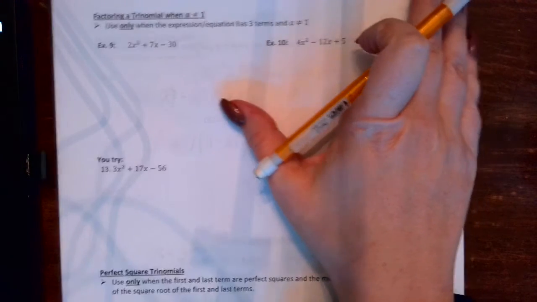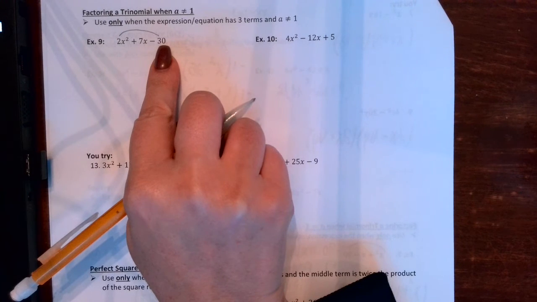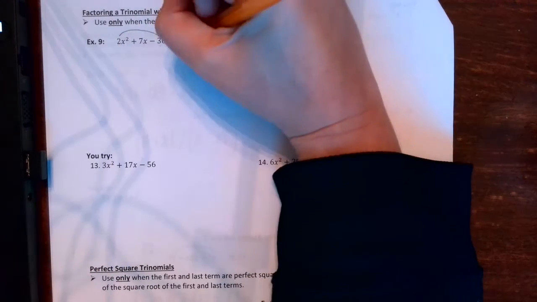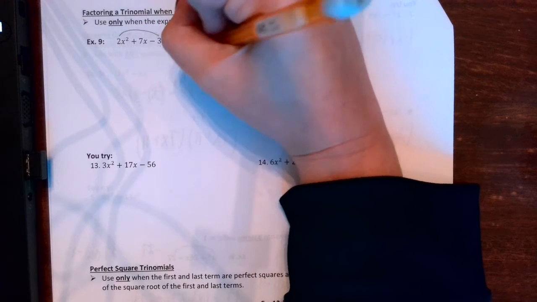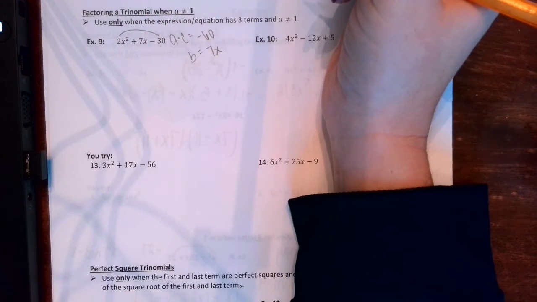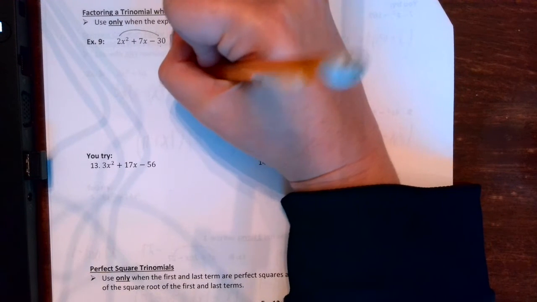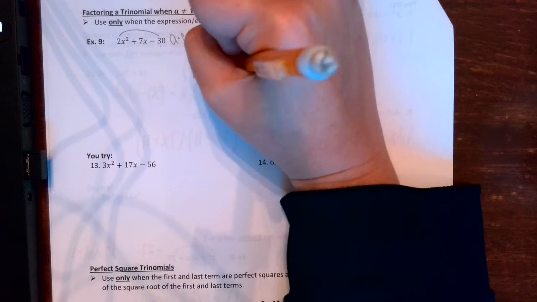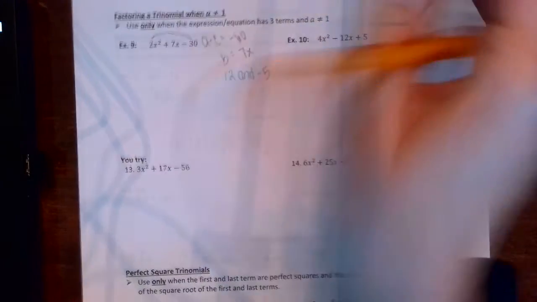So I'm still going to follow the same procedure I did before. I'm going to multiply to get the outside number, which now is 2 times negative 30. I'm just going to write that I multiplied a times c, because this is a and this is c. That equals negative 60. And then I want to add to get my b term, which is 7x. Two numbers that multiply to be negative 60 and add to be 7 are 12 and negative 5.